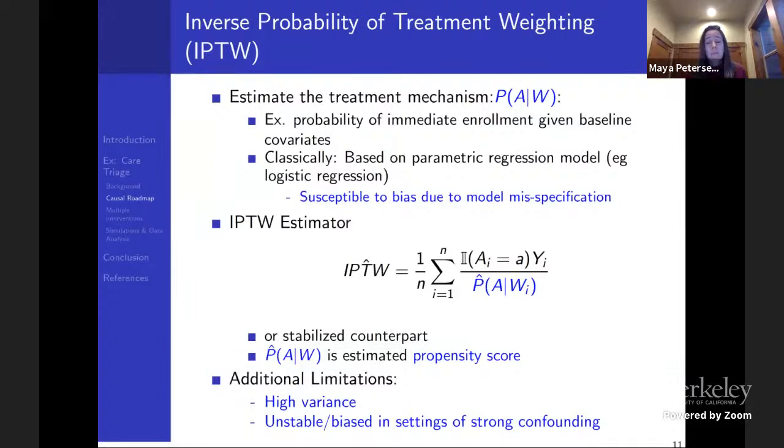But it does have some substantial limitations, including often being a high variance estimator and being susceptible to these positivity violations or bias in the settings of strong confounding, simply because if you get a small probability in the denominator, you can get a very large weight in an erratic estimator.